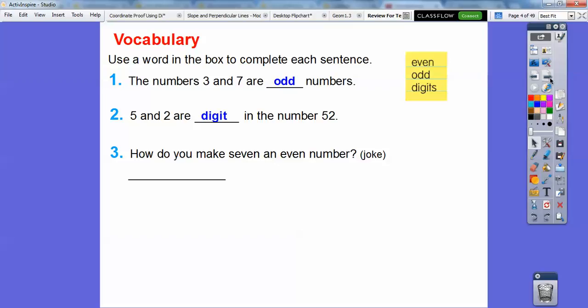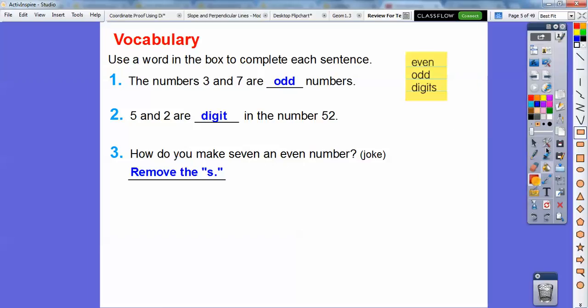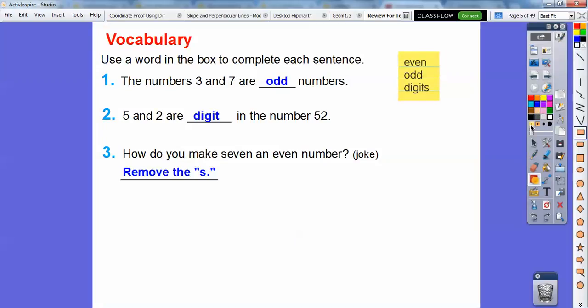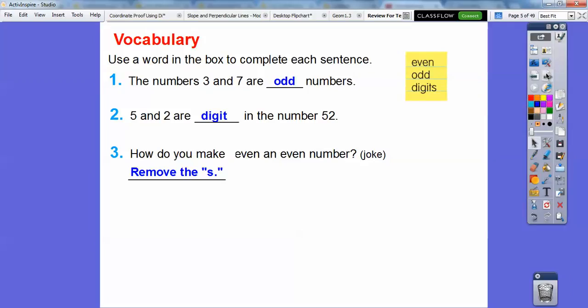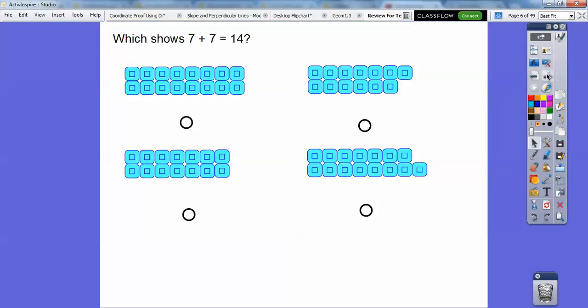All right, and this one's a joke right here. How do you make 7 an even number? Do you guys know how to make 7 an even number? Well, if you take off the S, let's do that real quick, take off this S right here, and all of a sudden it becomes even. That's a joke, you guys. Anyway, you can tell your parents that.